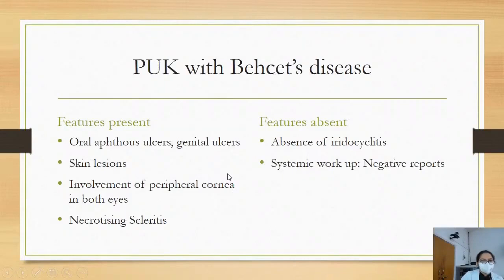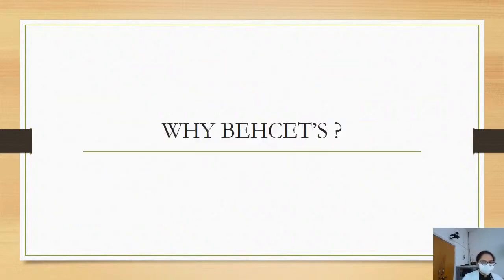Coming to the discussion part, PUK with Behçet's disease. Features which are present in our patient are that oral aphthous ulcers and genital ulcers were present, skin lesions were there, and there was involvement of peripheral cornea in both eyes and necrotizing scleritis. But the features which are classically seen in Behçet's were absent. So there was absence of iridocyclitis. There was no evidence of any uveitis in the patient and systemic workup was also negative.